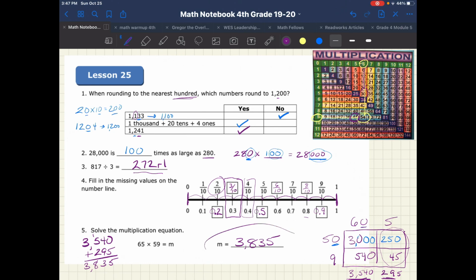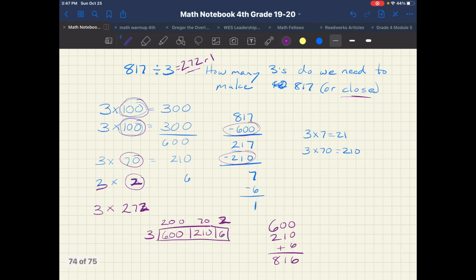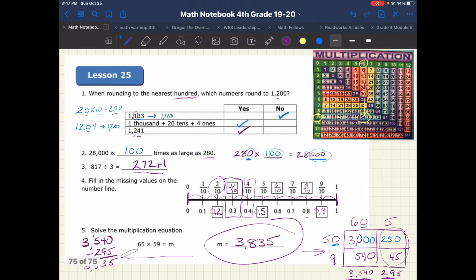Don't just write the answer. You should have all of that. You should have every bit of work I did, including all this multiplication work we did to figure out the division problem. And remember, ask your teacher if you are stuck or if you just don't understand.